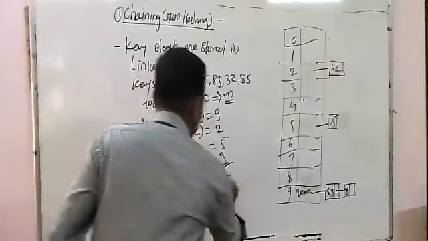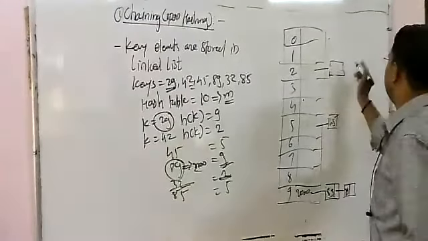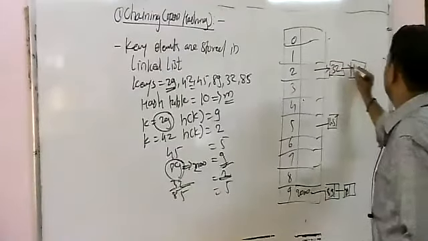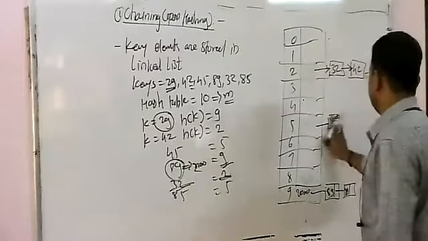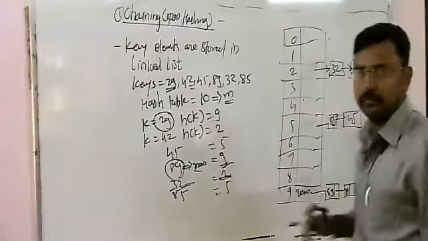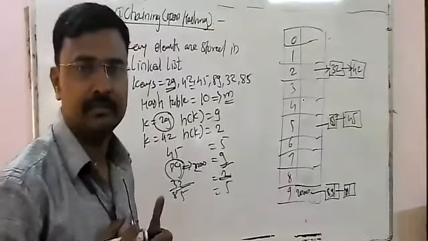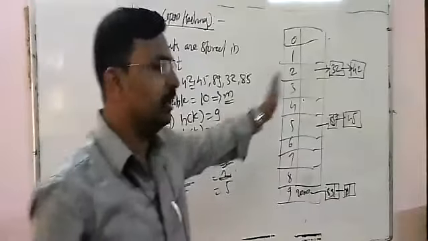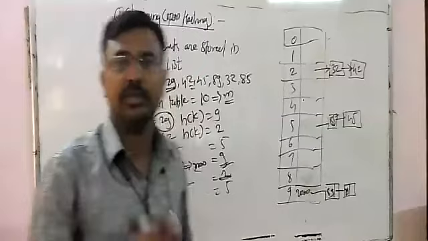Similarly, 42 is shifted to the right, and here 32 will be inserted. Again 85, and then 45. Like this, we are making a chain. Elements are stored into the linked list.